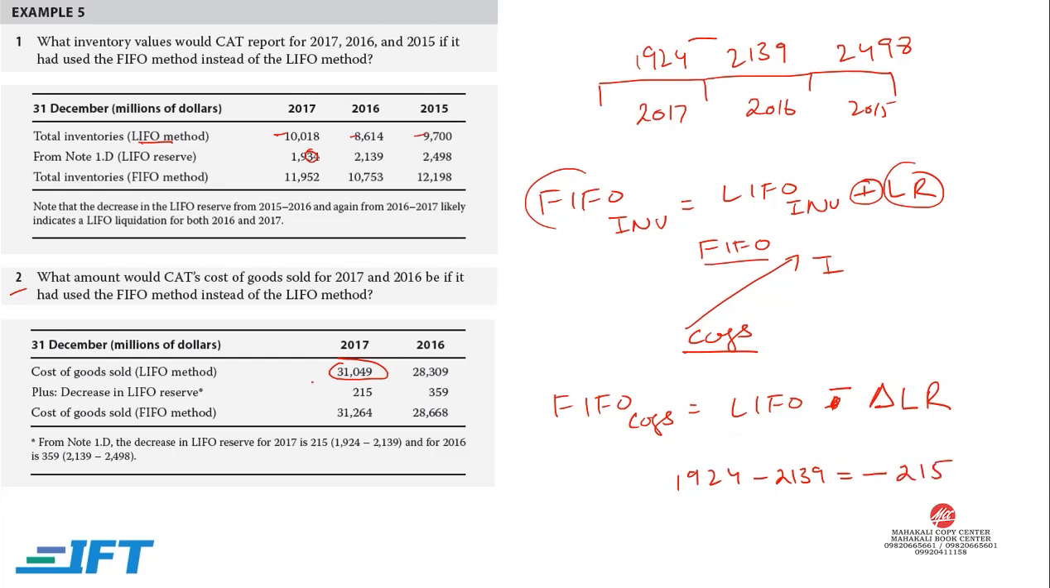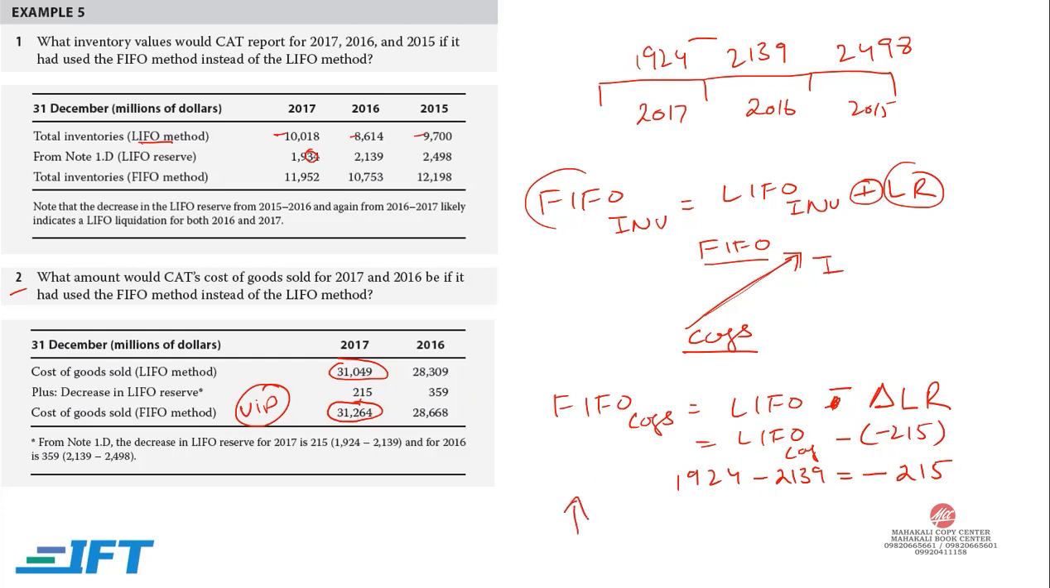So why are we adding this? We are adding this because minus becomes positive. So LIFO COGS minus negative 215 actually becomes positive, and we have a higher cost of goods sold than under LIFO. This is a very important point over here: because the change in LIFO reserve is negative, now usually when prices are rising, the cost of goods sold is less. But over here, because the change in LIFO reserve is negative, we have a cost of goods sold that is higher.